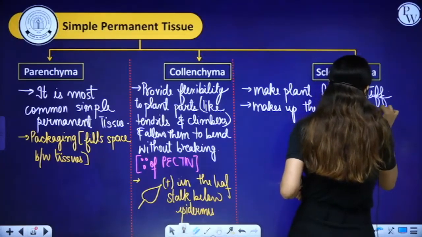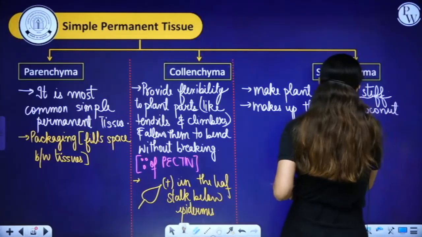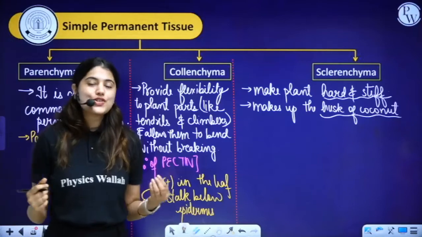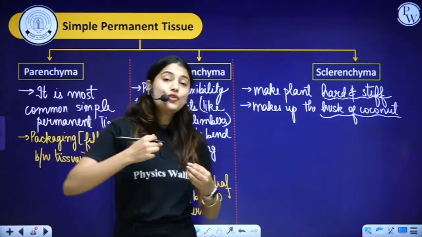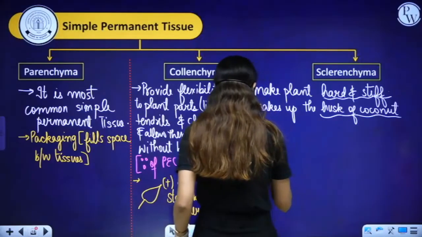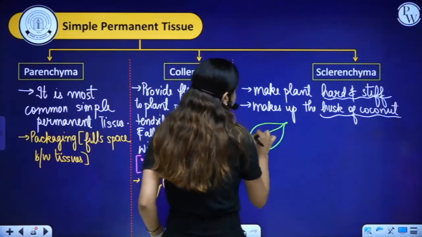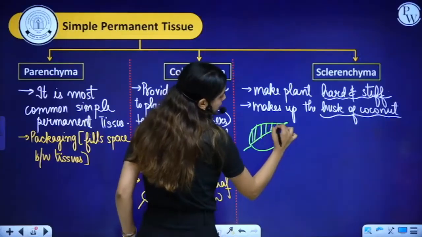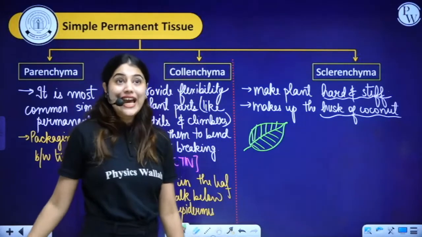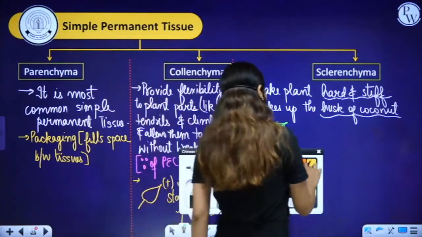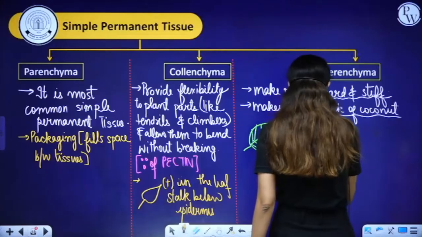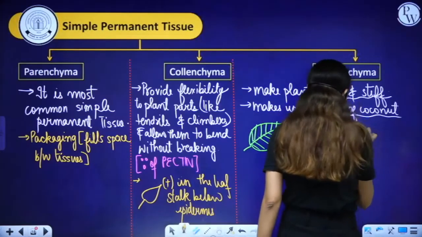Where else is this tissue present? This tissue will be present in the veins of the leaves, right? If you see any leaf, these lines, do you see? What are these lines called? These lines are nothing but veins. So it will be present in the veins of the leaves.